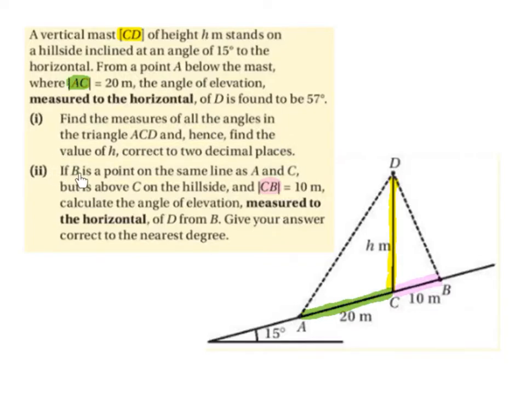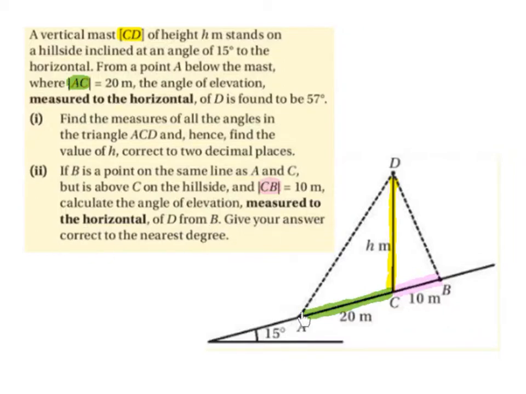Part 2. If B is a point on the same line as A and C, but is above C on the hillside and CB is equal to 10 meters, calculate the angle of elevation measured to the horizontal of D from B. Give your answer correct to the nearest degree.